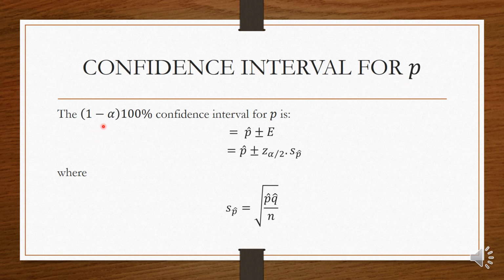If you look at the 1 minus alpha times 100% confidence interval for P, just now we want to find the 90% confidence interval. It means that your alpha here is 0.10, right? So this is your P hat, the sample proportion, and this is the margin of error E denoted by Z alpha divided by 2 times the standard deviation of the sample proportion. The standard deviation of the sample proportion is given by the square root of P hat times Q hat over N.